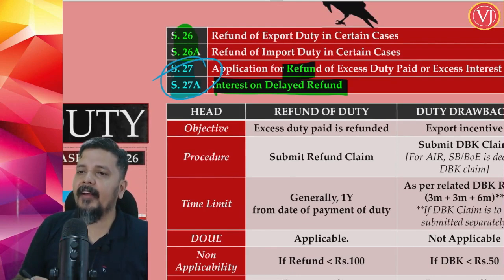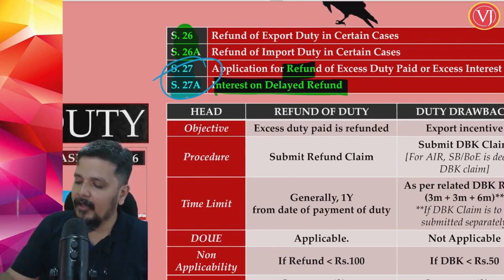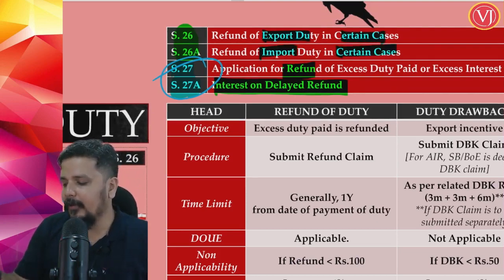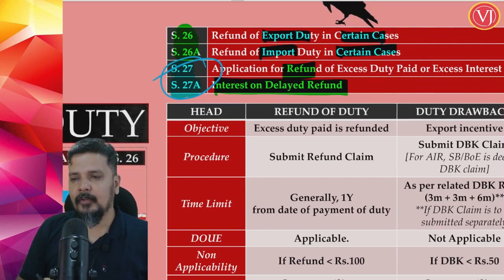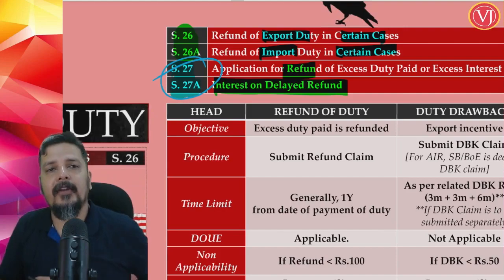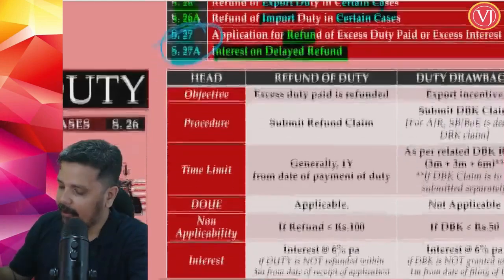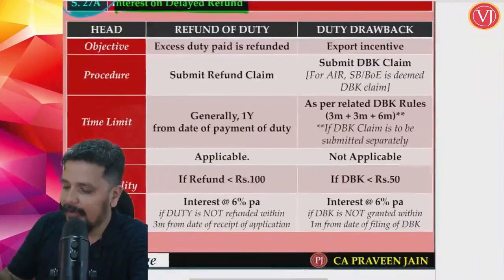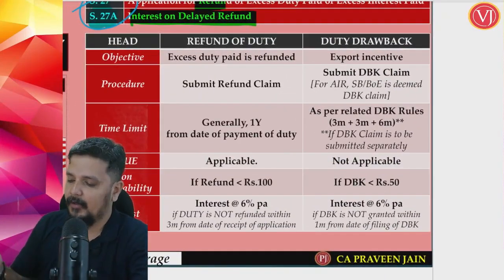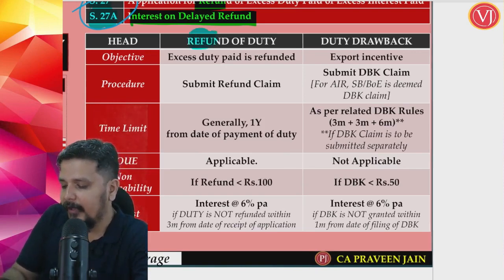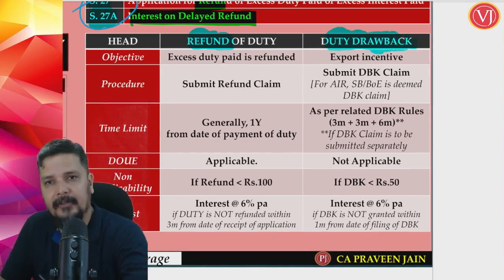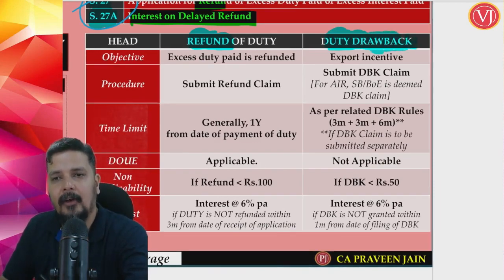Sections 26 and 26A are special cases of refund, where you are talking about refund of export duty in a special case and refund of import duty in a special case. So the normal scenario is only section 27 read along with 27A, and the special scenario is 26 read along with 26A. Before we see those provisions, let us differentiate refund from a special refund, which is duty drawback. Technically called duty drawback.